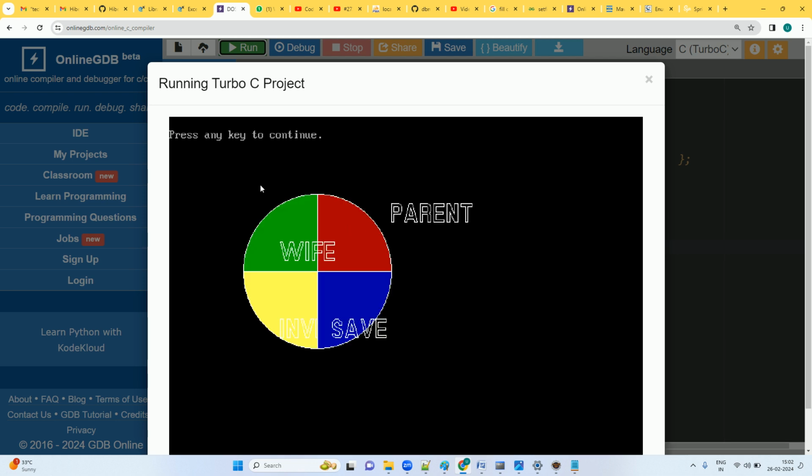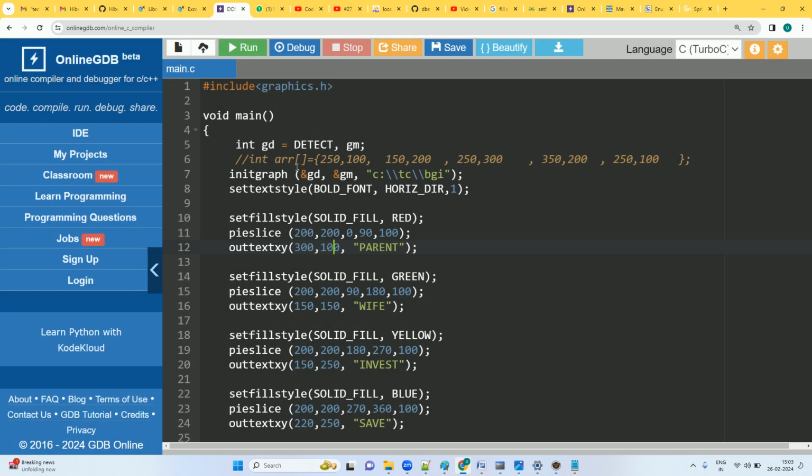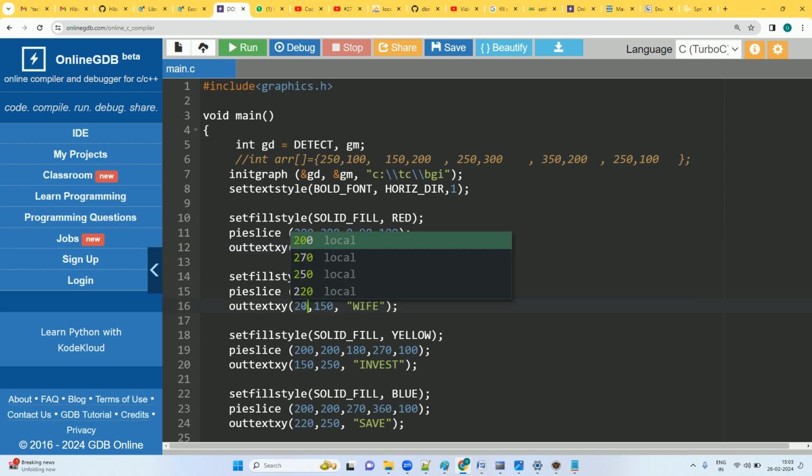Making sense? Let's put wife over there towards the left. So how will we do that? How much? 20 and 100. Let's put it on the same line, so y has to be 100, right? For x, let's give 20. 20, 100. 20 and 100.